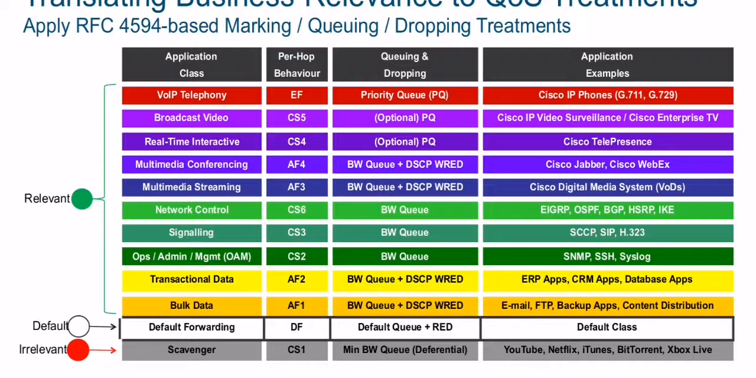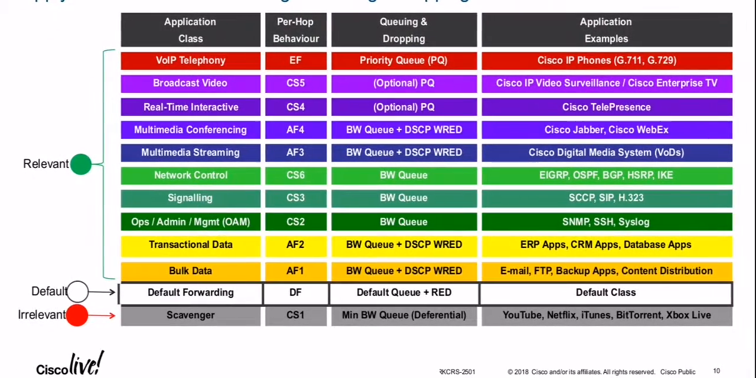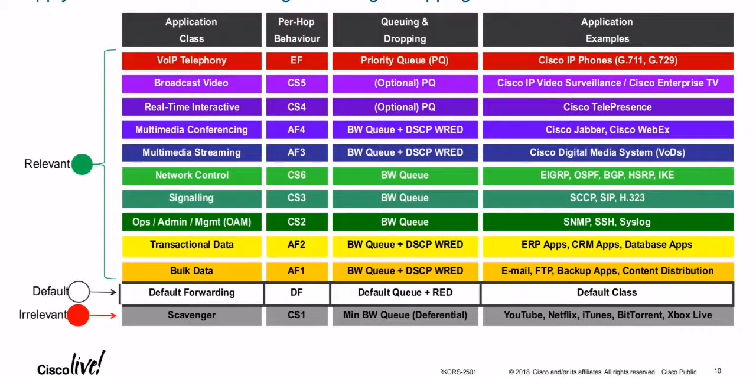And to be a little bit more technical, something you'll probably understand in the future if you read the guides, it will have a value of 46. All right, 46 is the maximum priority. Priority queue, Cisco IP phones. All right. Broadcast video, Cisco IP video surveillance, Cisco Enterprise, and then real-time interactive video, Cisco telepresence, multimedia conferencing, Cisco Jabber, Cisco WebEx.